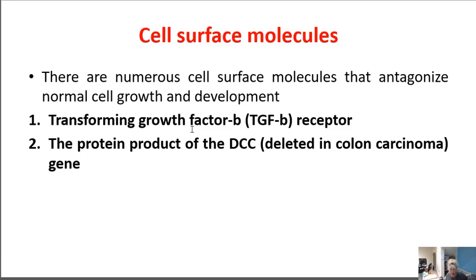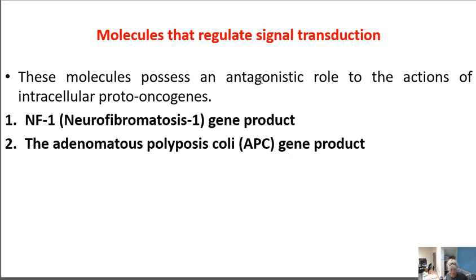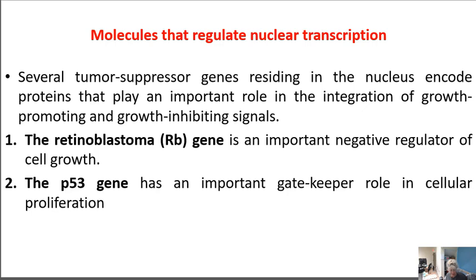Cell surface proteins basically antagonize normal cell growth and development, such as your transforming growth factor beta and the protein DCC. It's deleted in colorectal cancer. The signaling molecules are NF1, which I just talked about, neurofibromatosis type 1, and adenomatous polyposis coli, APC. Some of these people with familial adenomatous polyposis, by the time they're 15, have over 100 polyps in their colon.